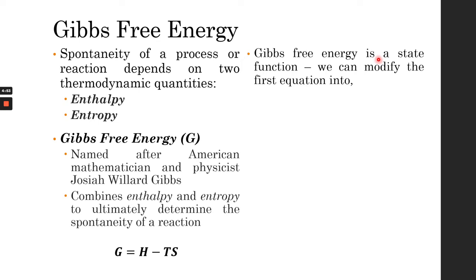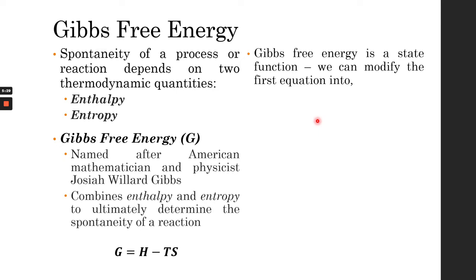A path function is one wherein we are focusing on the process. But for Gibbs free energy, and also enthalpy and entropy, we do not care how we arrive at the product. We do not care how the reactant became a product. We only care about these two things: the initial state of our reaction, which is the reactant, and the final state of our reaction, which is the product.